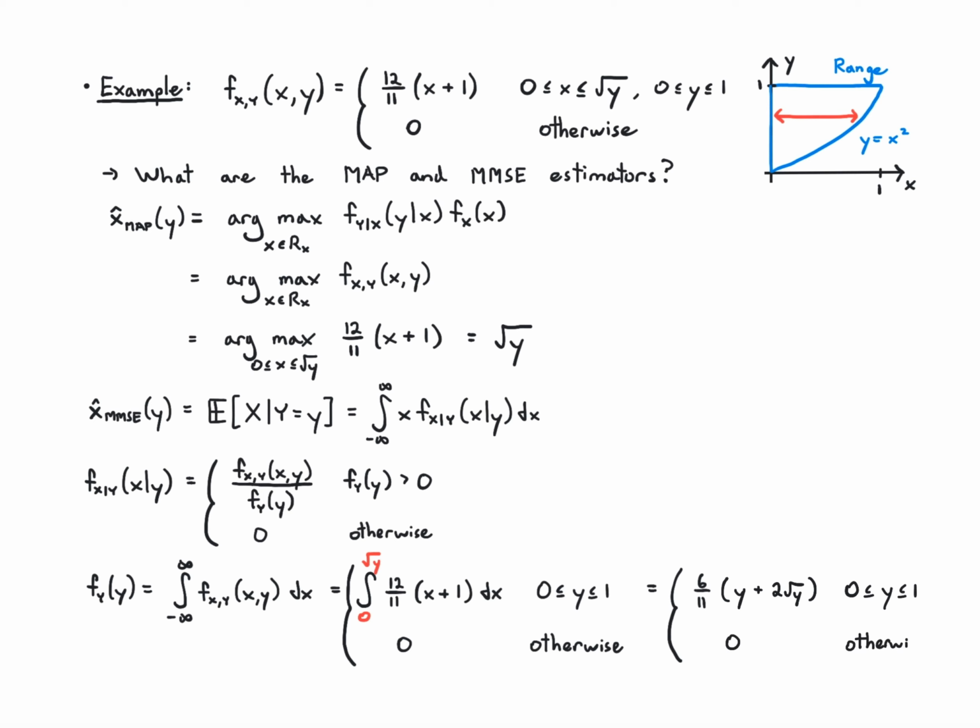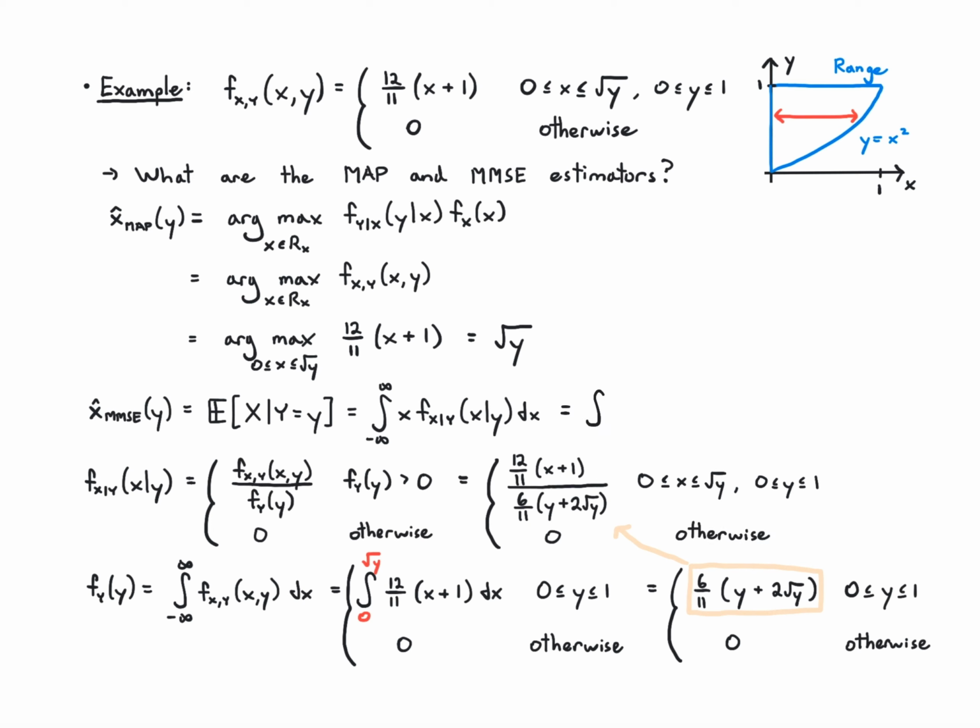I take this whole thing and plug it into the denominator, and that gives me the conditional PDF. I get x plus 1 over y plus 2 root y, and a normalization of just 2, which is 12 over 11 divided by 6 over 11. So I'm just left with 2. That's where I got this. The range is going to be the same as the range of the joint PDF, as we've seen before.